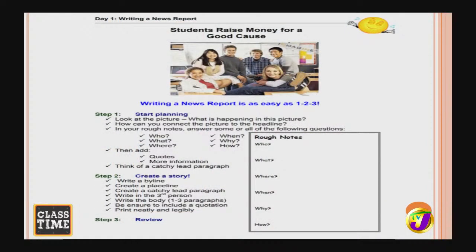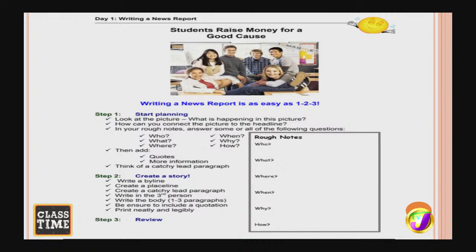All right. Now look at this one. Students raise money for a good cause. Now what this is doing is giving you a breakdown as well, helping you to brainstorm. Before you actually start writing your news report, you need to have a plan. Remember, it is good to have a plan so that when it's time for you to write, you will write easily because you had your plan before. So this would be your plan.